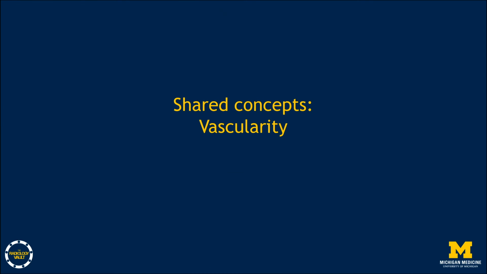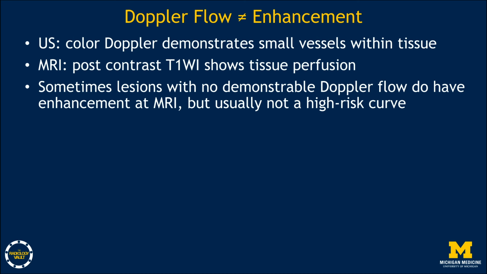So we talked about the morphology and the shared lexicon descriptors. Now let's talk about the vascularity of a lesion. It's important to note that Doppler flow does not equal enhancement. So at ultrasound, when we use color Doppler, it demonstrates small vessels within tissue. At MRI, on the other hand, post-contrast T1 weighted imaging actually shows tissue perfusion. And sometimes lesions with no demonstrable Doppler flow do have enhancement at MRI, but we usually don't see a high-risk time intensity curve.